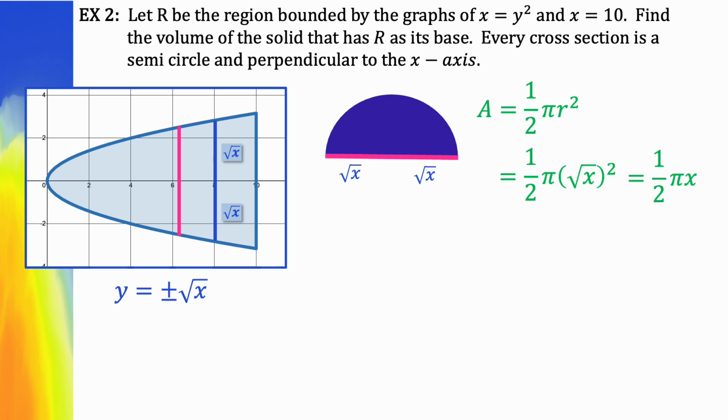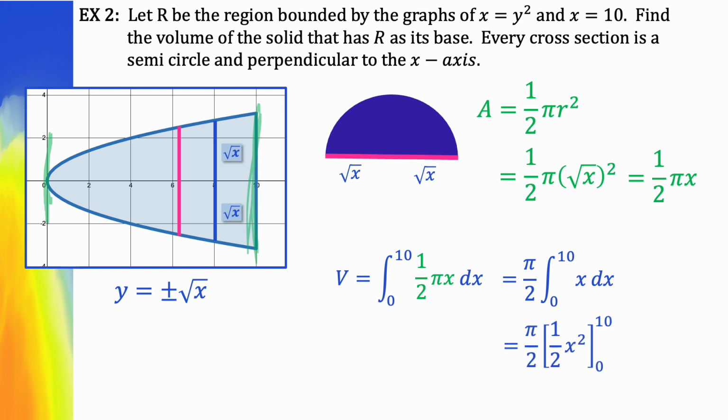So that's the area of our semicircle, and now we're going to have to integrate that. We're perpendicular to the x-axis, so we're going to go from 0 to, well, 10. That's where they told us we were going to stop. And then just plug in my little semicircle area. If you want to clean that up a little bit, you can get pi over 2 x dx, and we are actually solving this thing, aren't we? Okay, so we'll take the antiderivative. And evaluating that from 0 to 10, you get 25 pi units cubed.